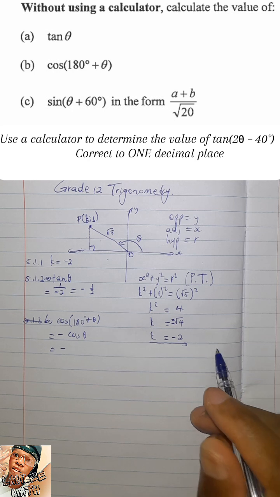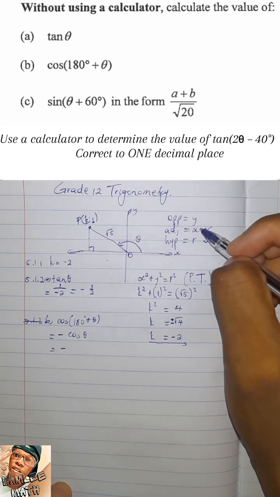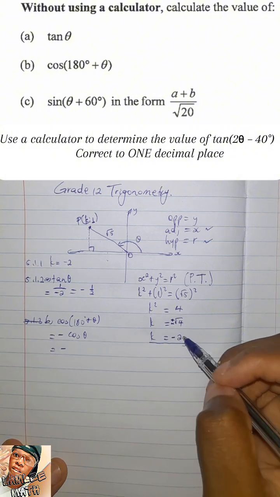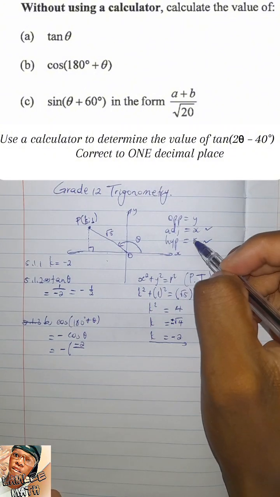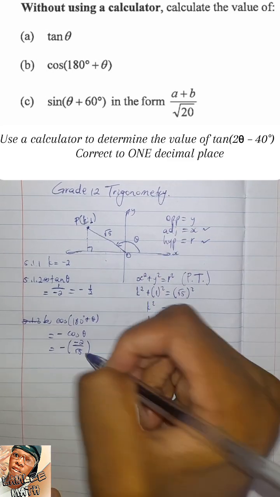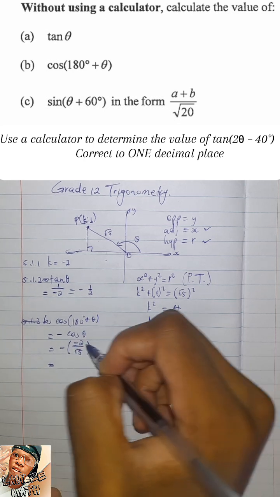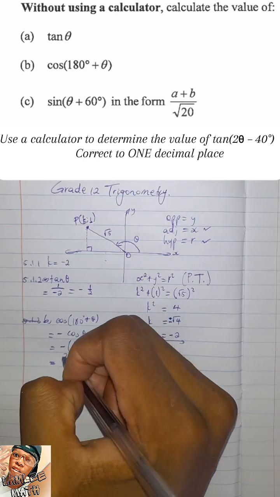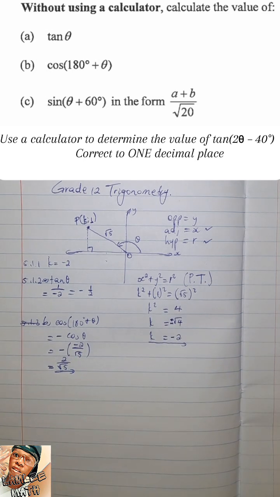Cos is adjacent over hypotenuse. Adjacent is x, hypotenuse is r. So what is the value of x? The value of x is -2. So in brackets, -2 divided by the hypotenuse r, and the value of r is √5, right? So that means cos of 180 plus theta is equal to negative times negative is positive. So that's 2 over √5. So that is the answer there.